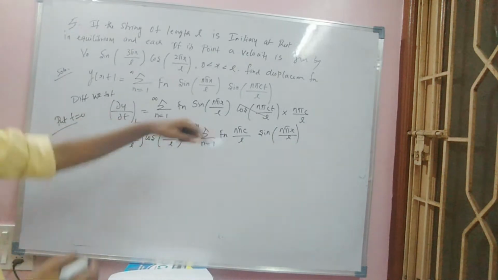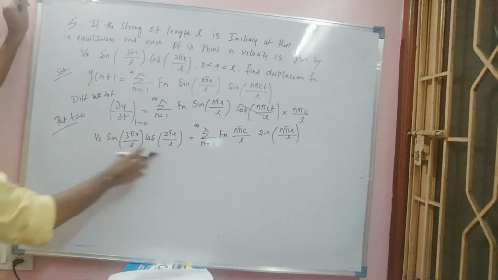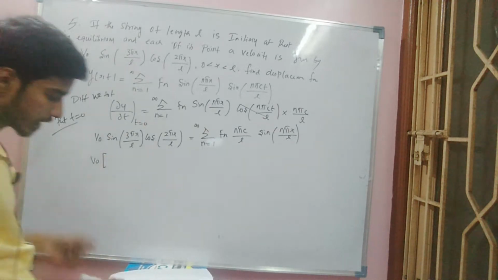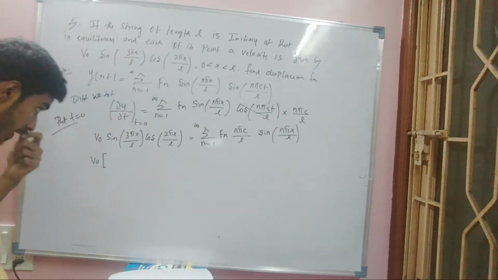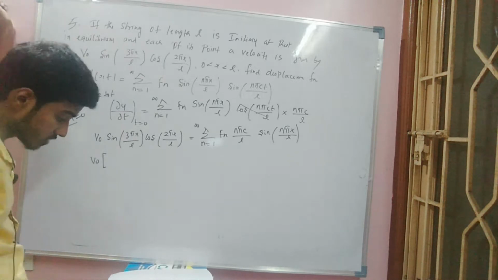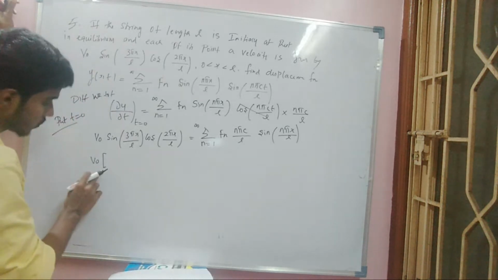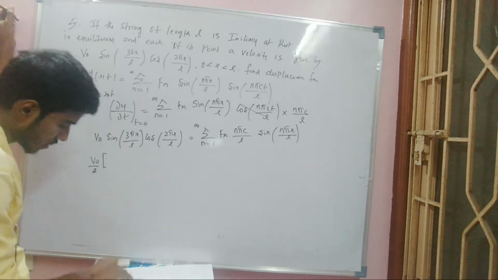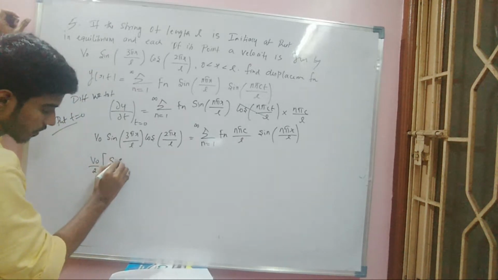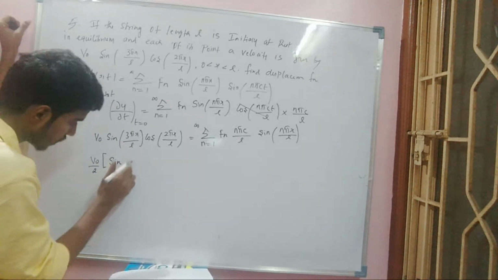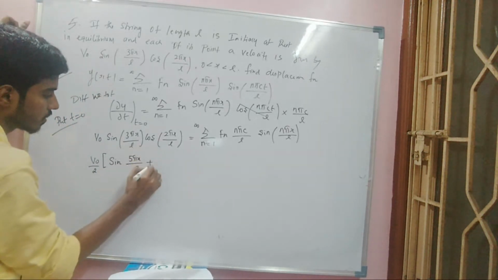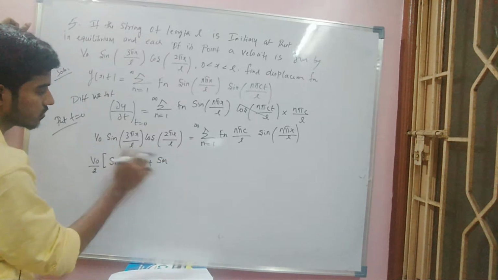So we will run this summation, right? I am going to use the formula sin a cos b. So 2 sin a cos b will be sin a plus b plus sin a minus b. So sin a cos b is v naught by 2 times sin a plus b plus sin a minus b. So we have sin 5 pi x by L, and sin a minus b, so we have 3 minus 2.